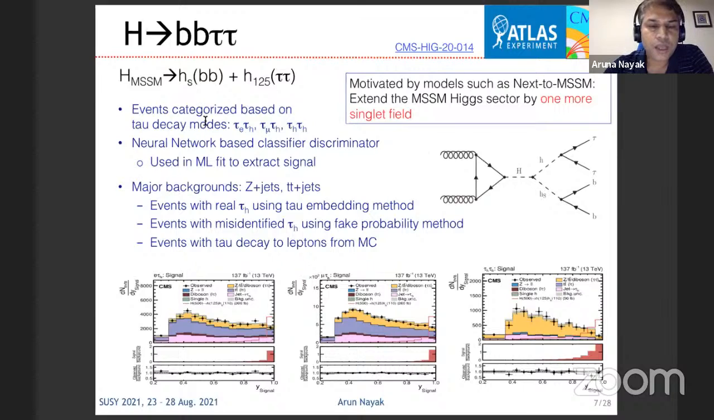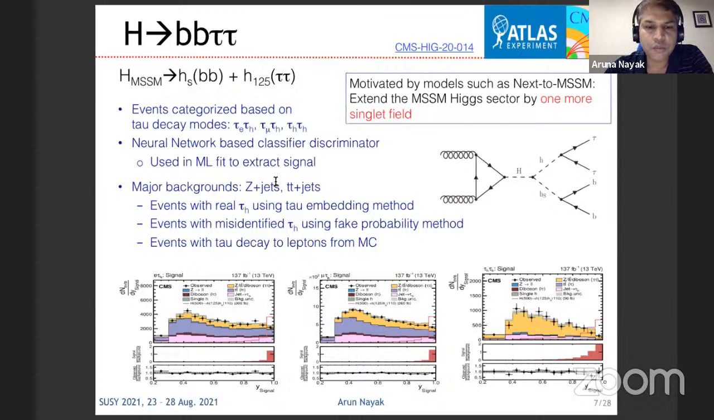For this analysis, the events are categorized into 3 categories in terms of how the tau lepton decays, whether it decays leptonically or hadronically. So you have tau e tau hadronic, tau mu tau hadronic, and both taus hadronic. Then the analysis is based on a neural network based classifier, where the network output distribution is used to extract the signal. The major backgrounds in this analysis come from Z boson plus jets and t t-bar plus jets.